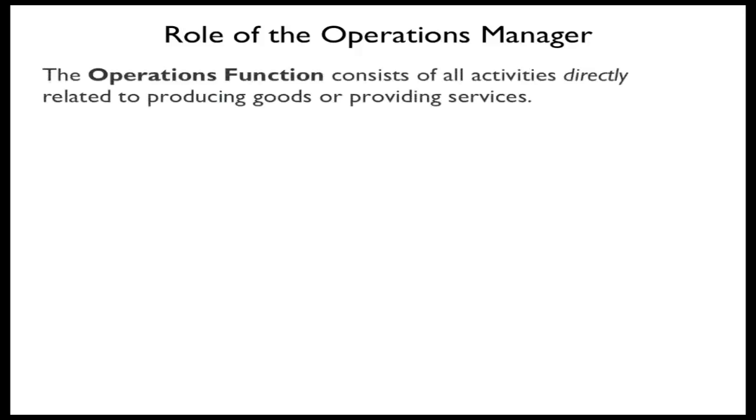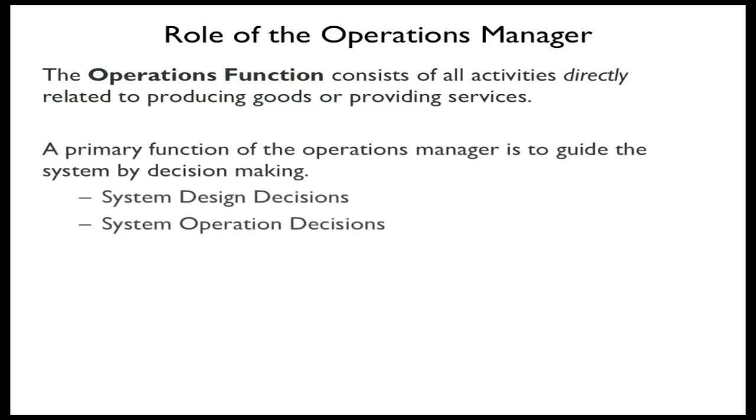So, the role of the operations manager. The operations function consists of all activities directly related to producing goods or providing services. The primary function of an operations manager is to guide the system by making system design decisions and system operation decisions.